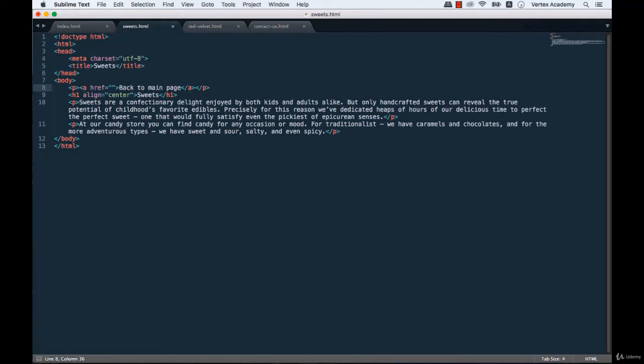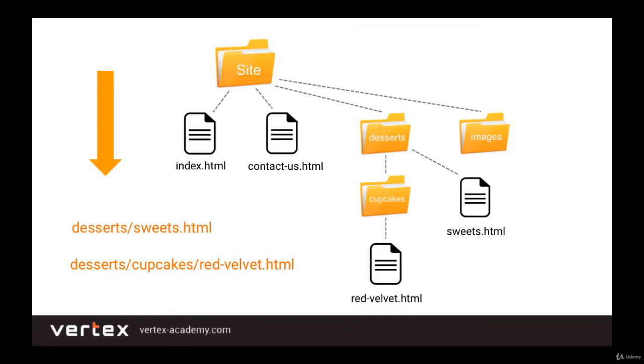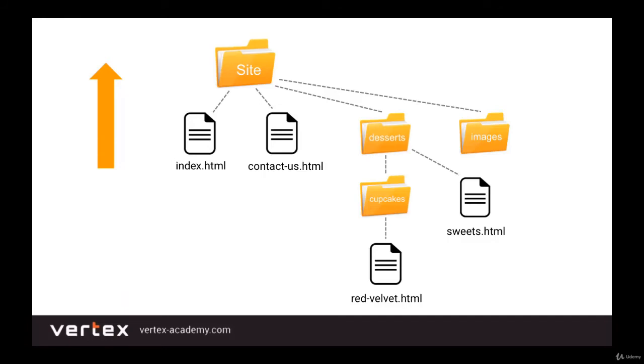So what are we going to write for href this time? Well, previously we were going down the folders to find the files we needed. We were going from the index.html into the desserts folder, and then to get the sweets, and then in another one down to the cupcakes folder to get the red velvet. But this time, we're kind of going the opposite direction. We want to get out of the desserts folder or out of the cupcakes folder.